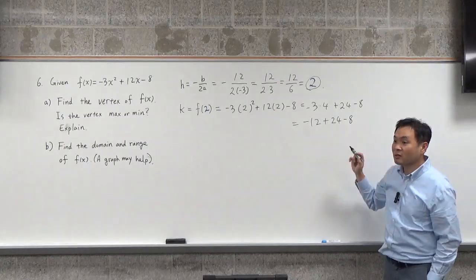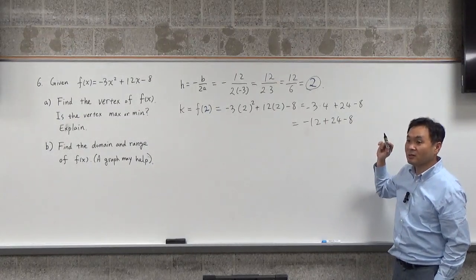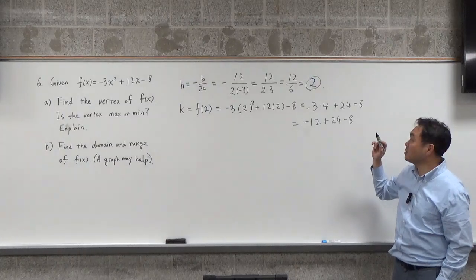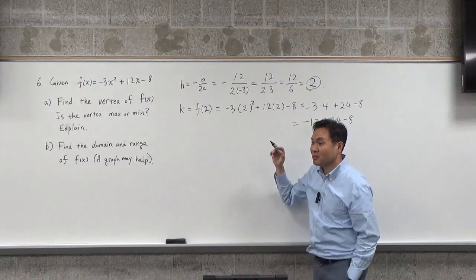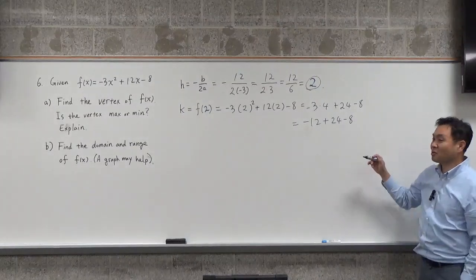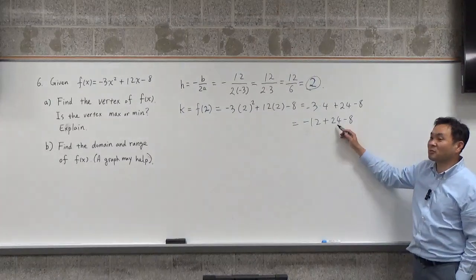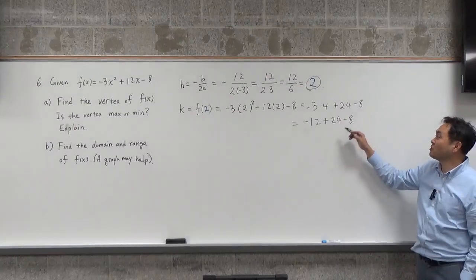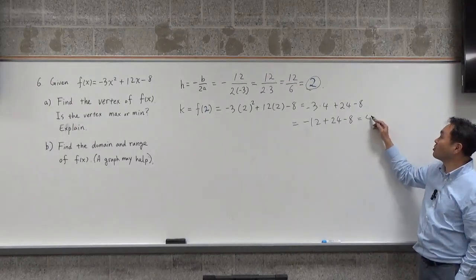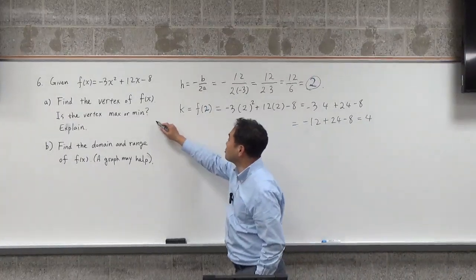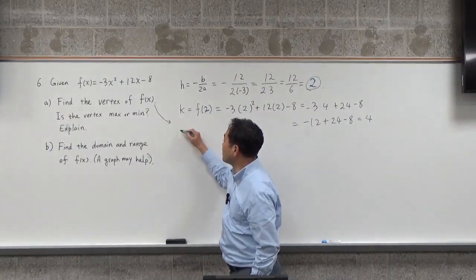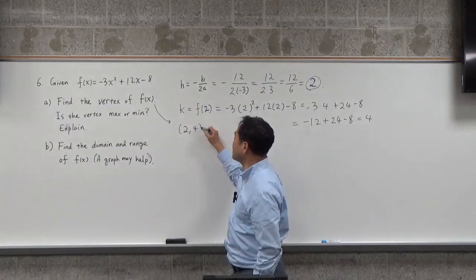It's square first, and then you multiply. Okay, negative 12 plus 24 is 12, minus 8, that's 4. So (2, 4) is the vertex. So the answer to this first part is (2, 4).